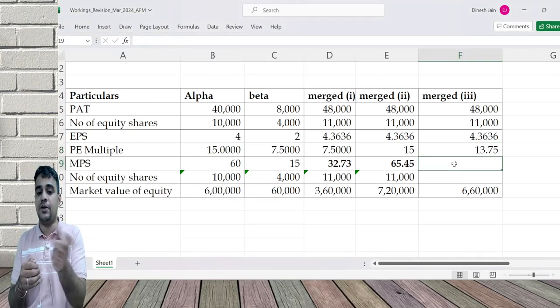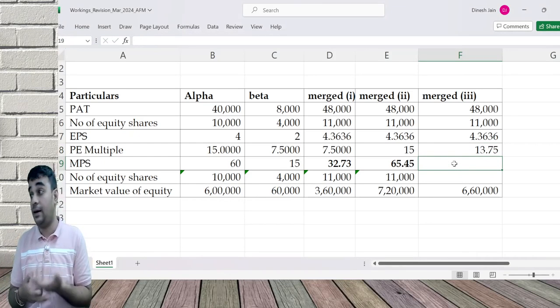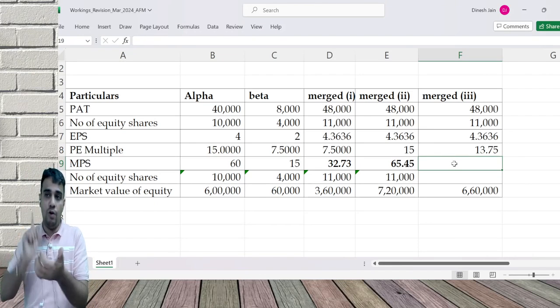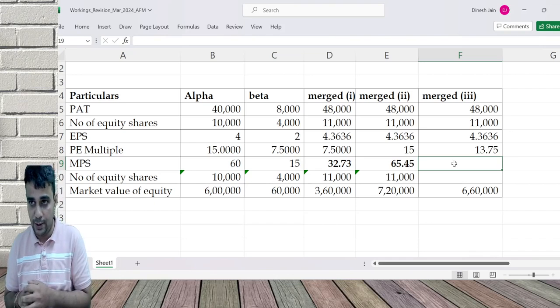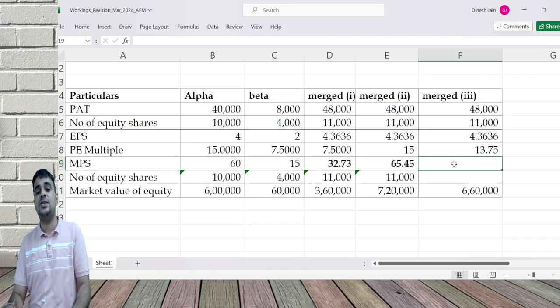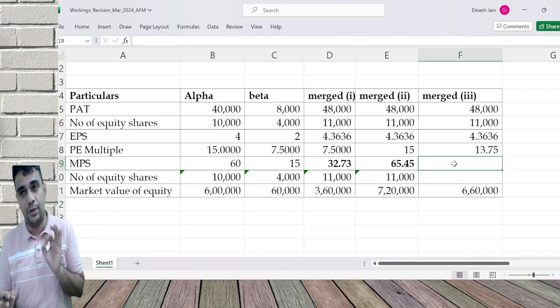This I could explain because there was no PAT level gain. There can be a PAT level gain also. If there's a PAT level gain, no P multiple gain, valuation can increase. Now, what is the formula? We are going to do weighted average.